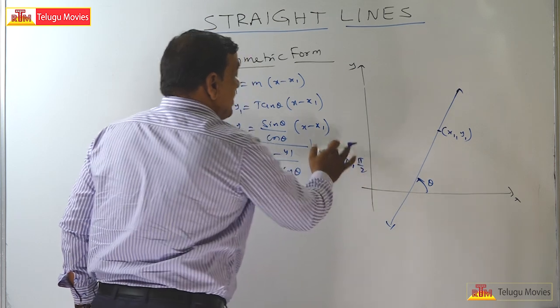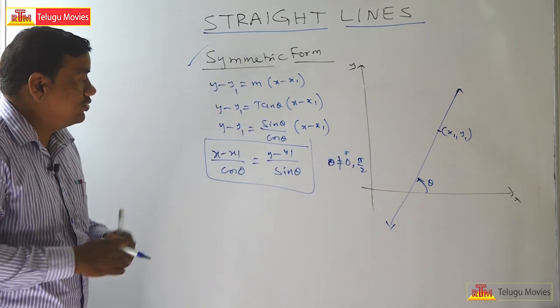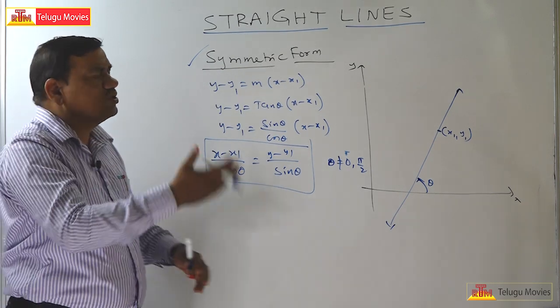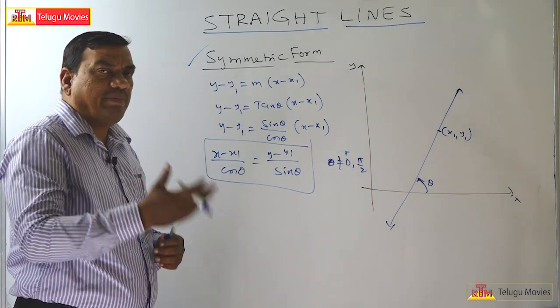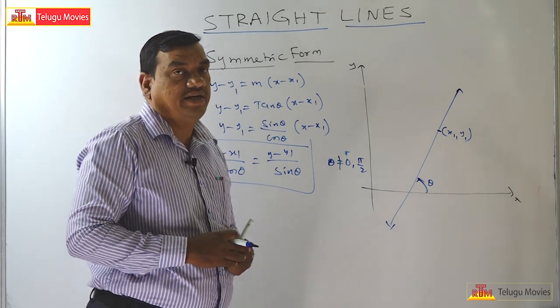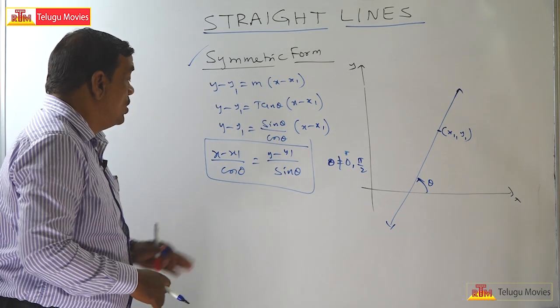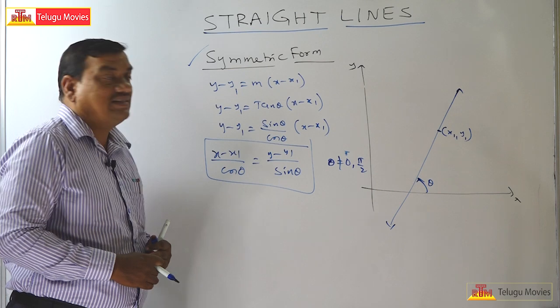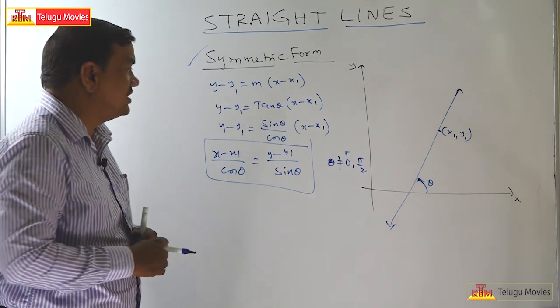Theta cannot be 0 or pi by 2 radians, or multiples of pi by 2, like 3 pi by 2, 5 pi by 2. Those values should not be taken. So that is the thing: x minus x1 by cos theta is equal to y minus y1 by sin theta. So what is the use of this?